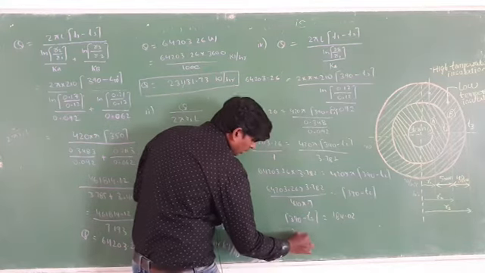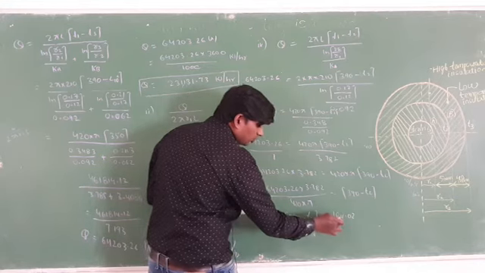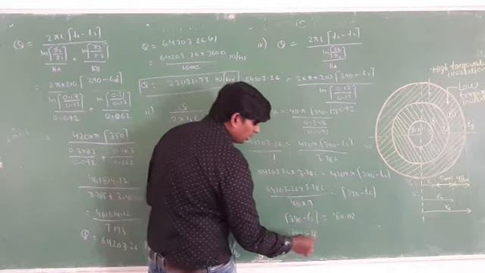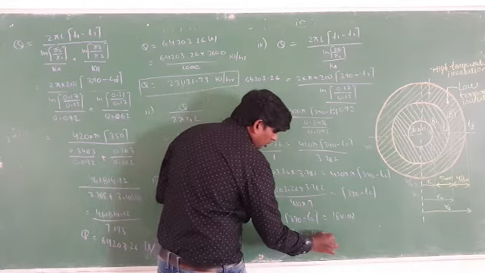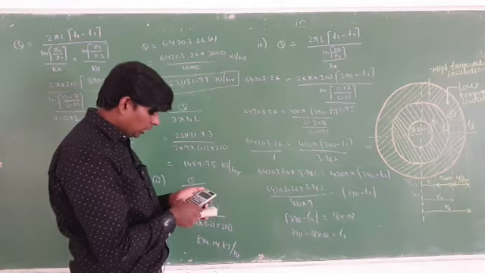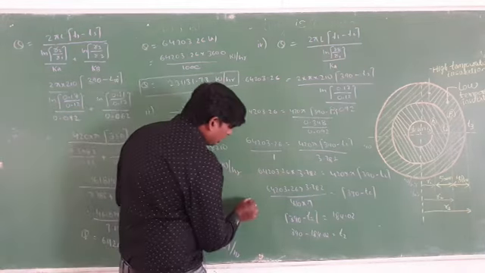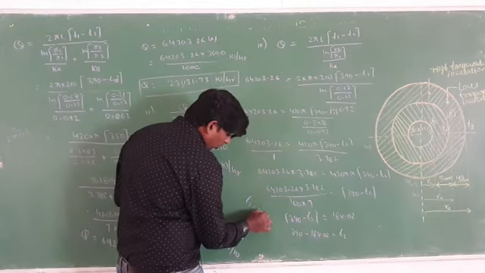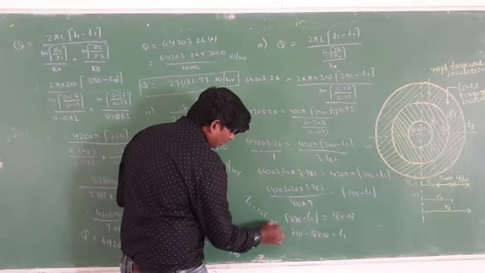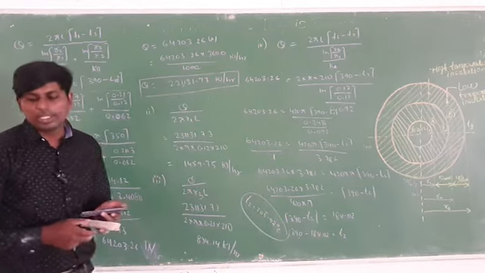So 390, this is a positive value. If you shift this side it will become negative. 184.02 is equal to, this is the T2. So here 390 minus the answer, you are getting 205. T2 value is equal to 205.97 degrees centigrade. This is the value of T2.